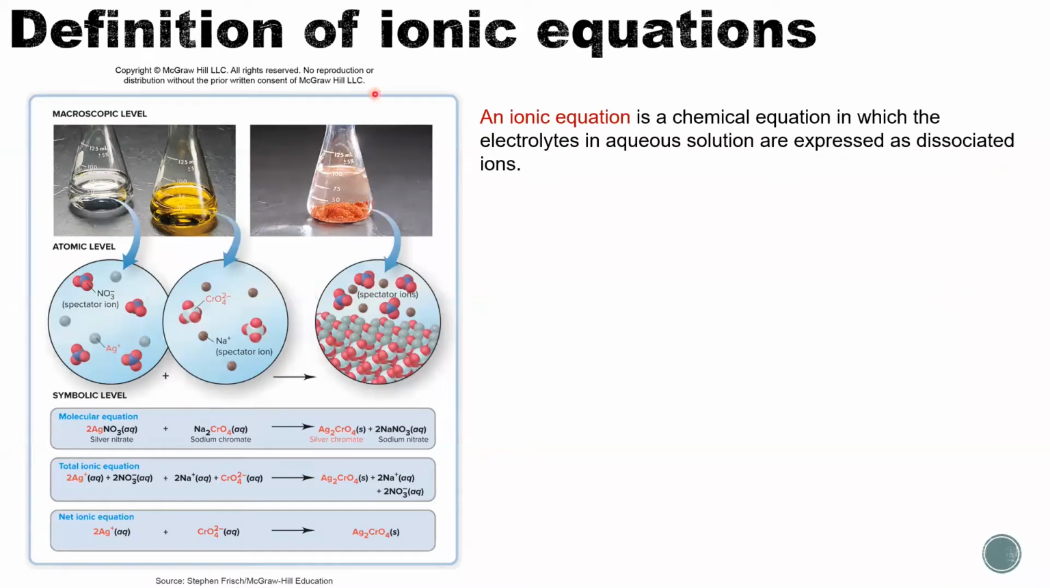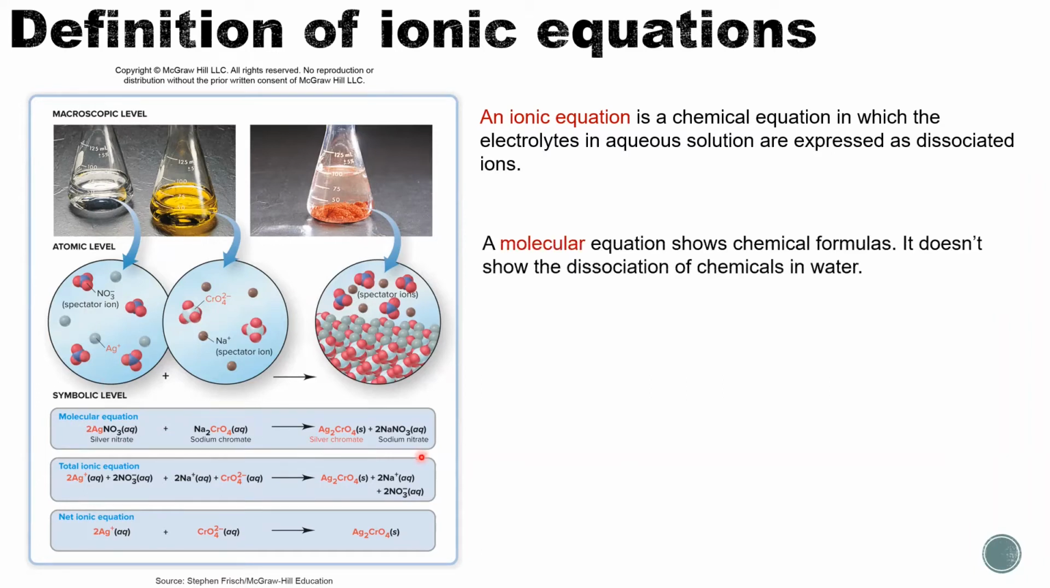For example, we take the same example used before as precipitation reaction. If we write out all the compounds, the chemical formulas of reactants and products, we can get a molecular equation. A molecular equation shows the chemical formulas. It does not show the dissociation of chemicals in water. As you can see here, the silver nitrate is written as AgNO3, and then sodium chromate is Na2CrO4. Everything stays together as a chemical. It does not show its dissociation in water.